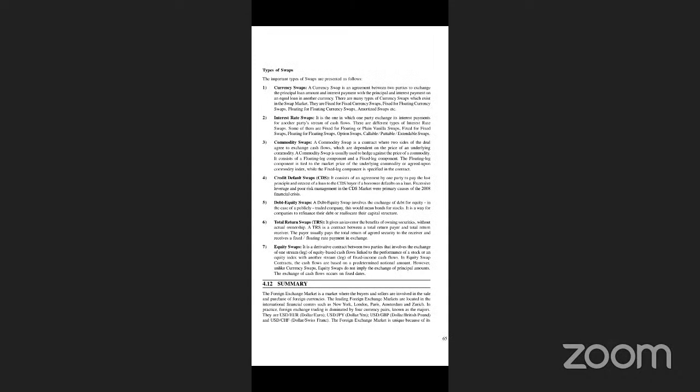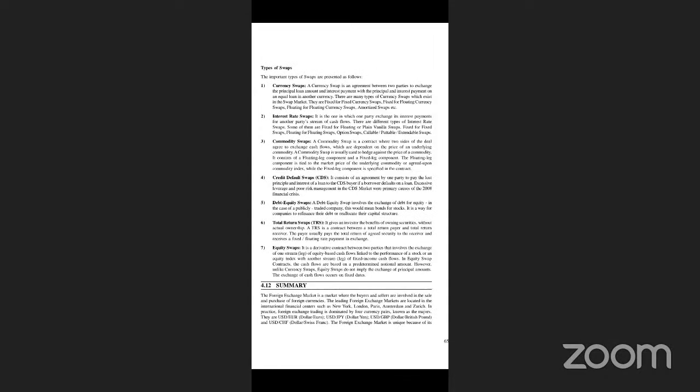Now, types of swaps. There are around seven types of swaps: currency swaps, interest rate swaps, commodity swaps, credit default swaps, debt equity swaps, total return swaps, and equity swaps. Look at the currency swap. It's an agreement between two parties to exchange principal loan amount and interest payment. This can be fixed for fixed, or floating for floating currency swaps, authorized swaps, etc.